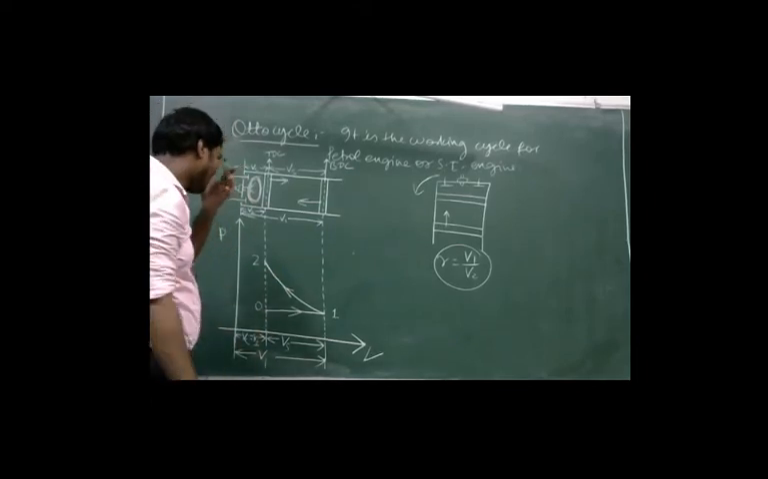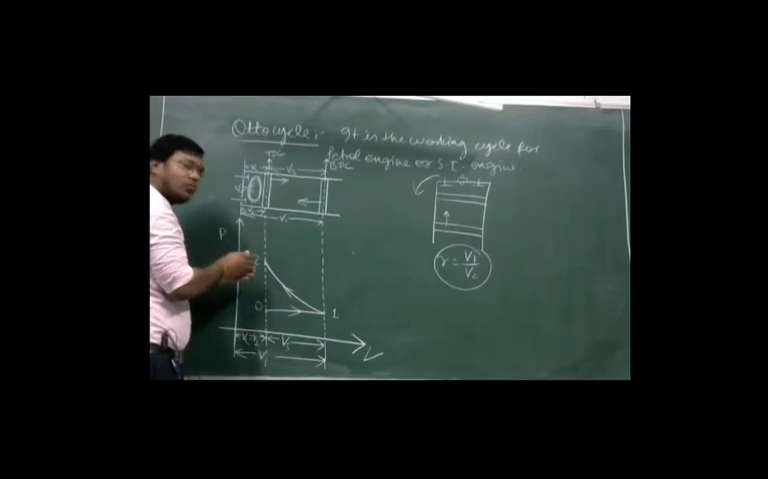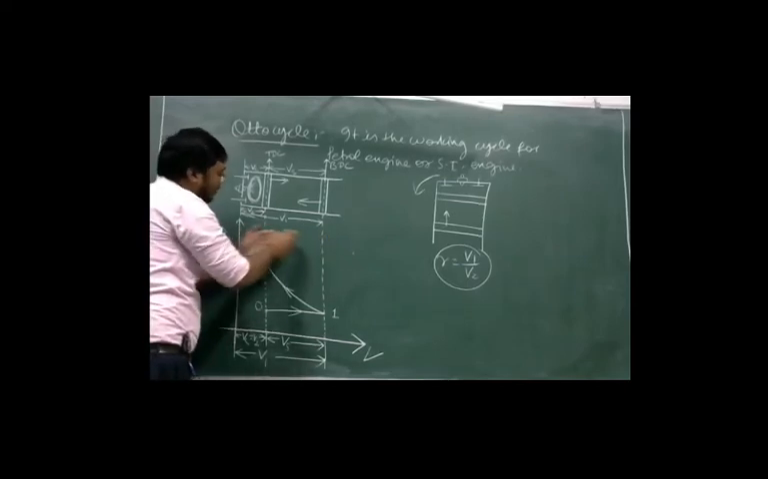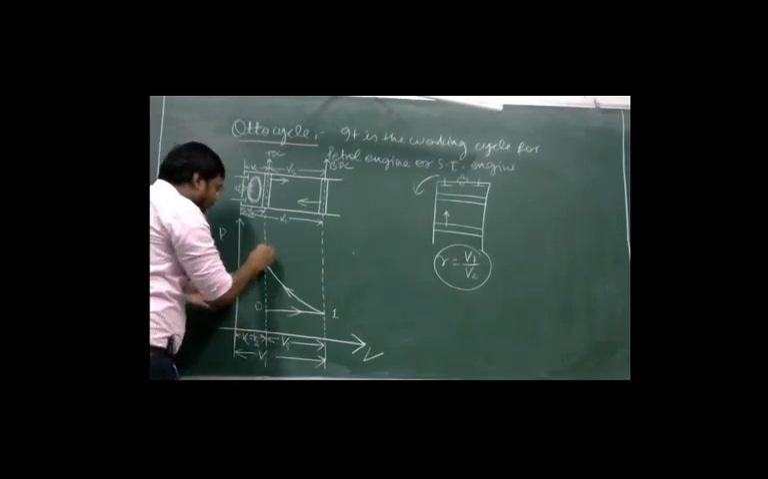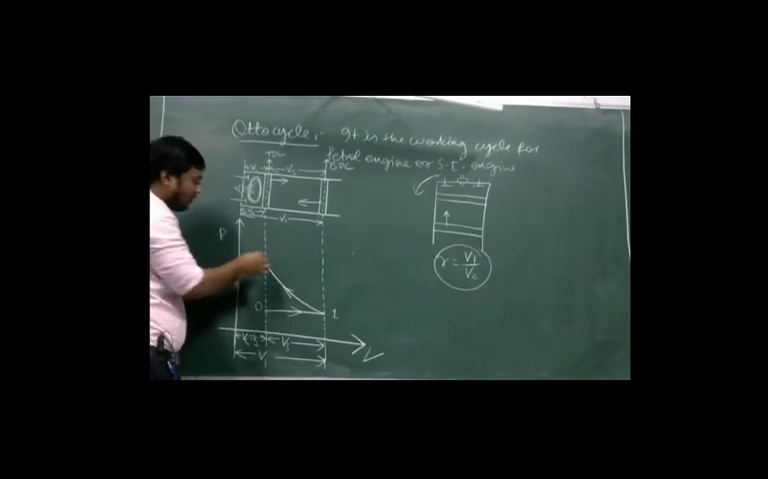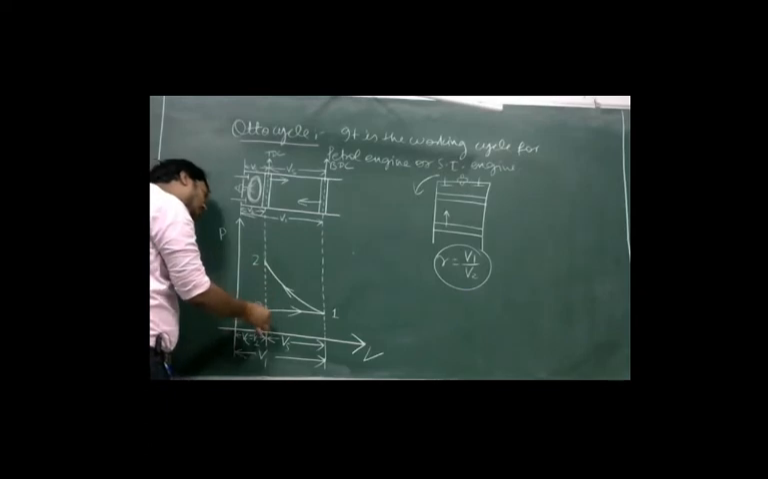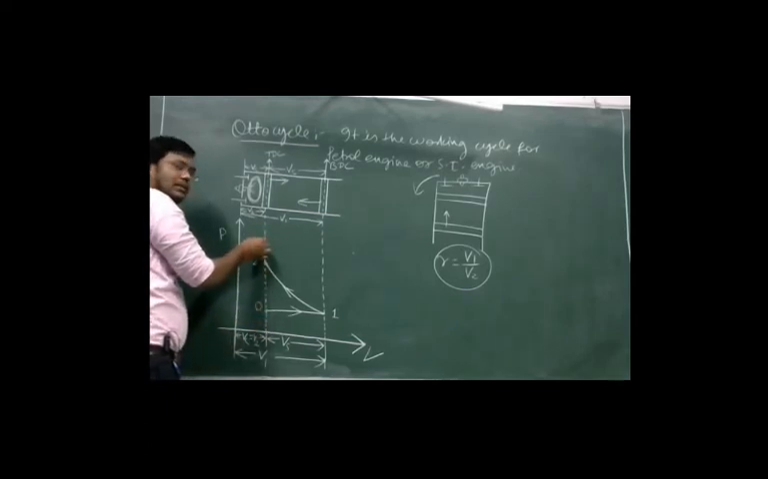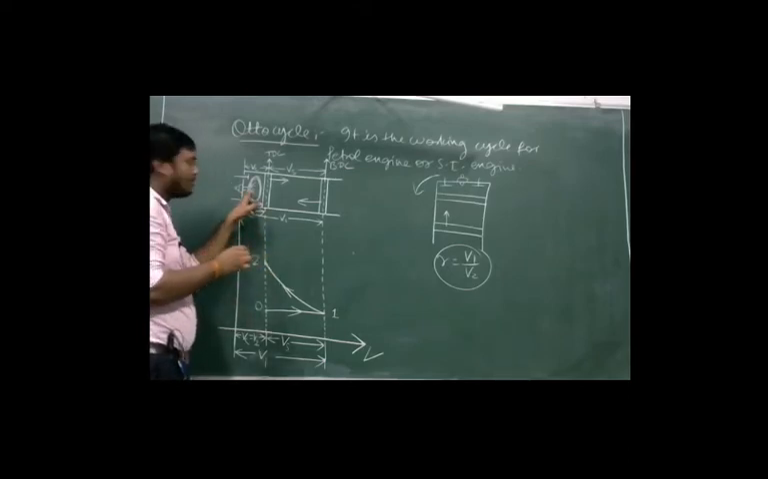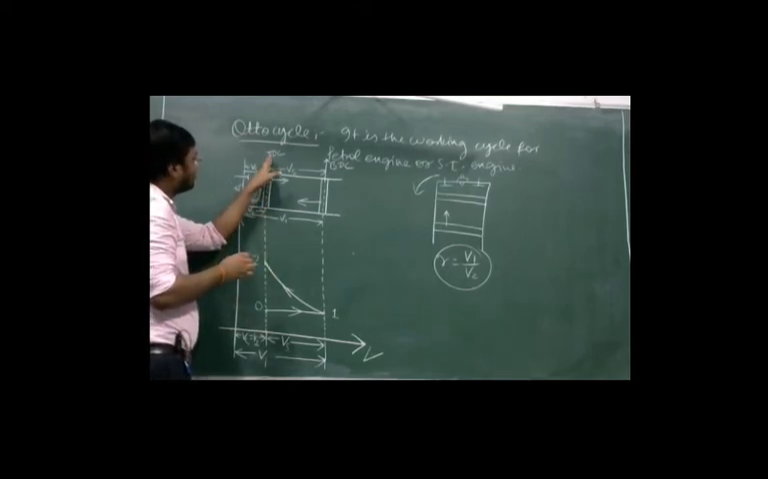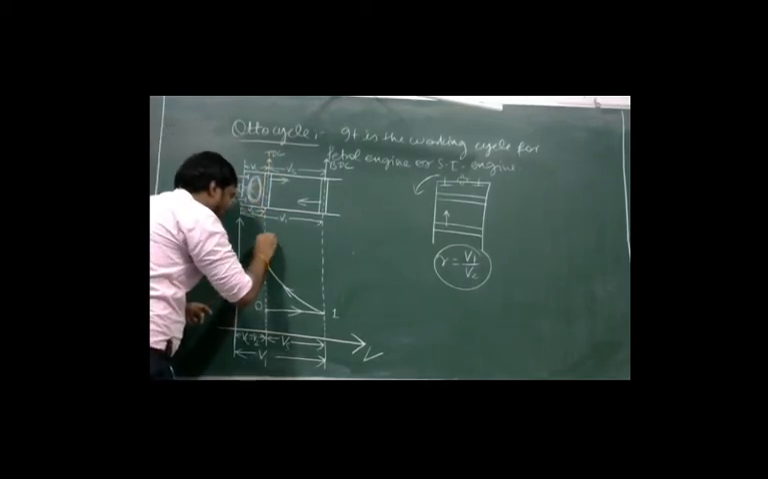So this time we need not move from TDC to BDC, because the piston is not moving. We have to remain on this line only, on the TDC position only, because the piston is not moving from this line. During this heat addition process, the piston remains at this position of TDC. So we have to draw a straight vertical line.